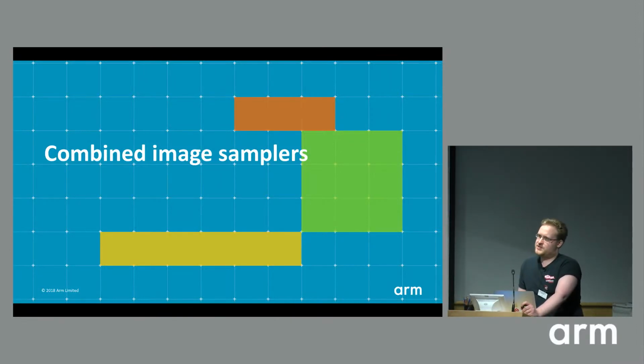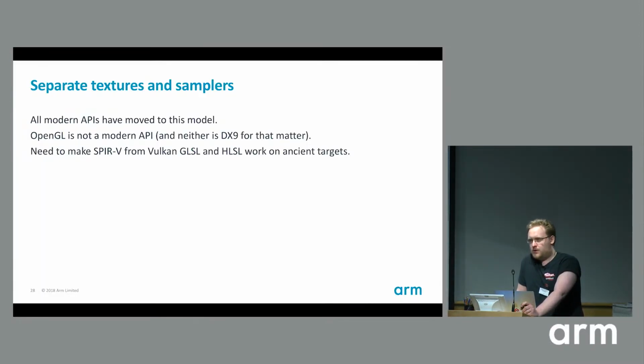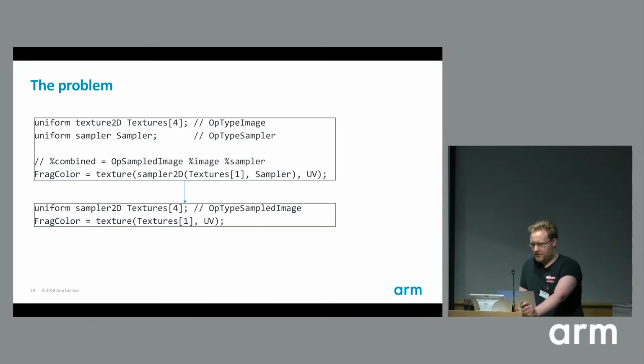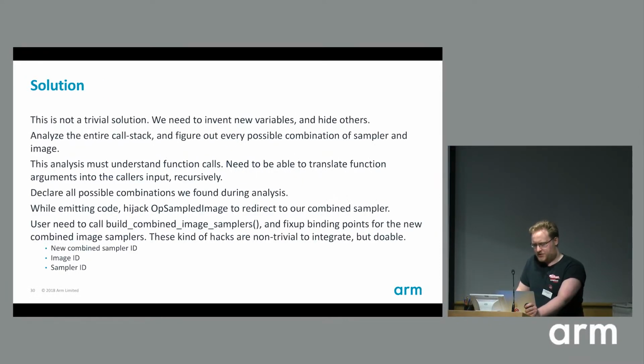So the previous issues are reasonably simple. You can work them out, but now it gets really hairy. Combined image samplers. We're all used to separate textures and samplers now. DX has had this for almost forever. GL hasn't had that. It's now in Vulkan. You have separate images and samplers, and you combine them in the shader to sample a texture, which is good. But I have to make this work on all the targets. So what if I have a shader looking like this? That's what you would write in Vulkan GLSL, but you need to write code like this to make it work on GL. So how does that work? It's not a trivial solution.